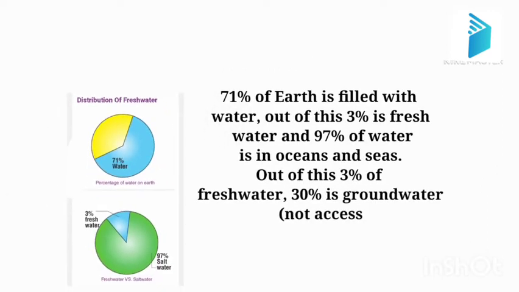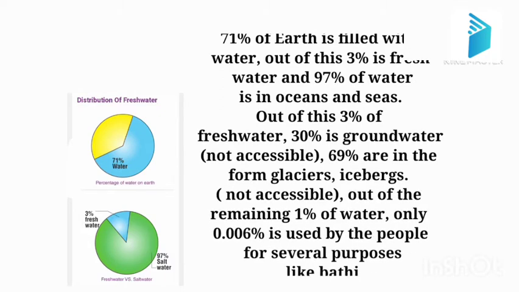Distribution of fresh water. 71% of earth is filled with water. Out of this, 3% is fresh water and 97% of water is in oceans and seas. Out of this 3% of fresh water, 30% is groundwater, not accessible. 69% is in the form of glaciers and icebergs, not accessible. Out of the remaining 1% of water, only 0.006% is used by the people for several purposes like bathing, washing, etc.